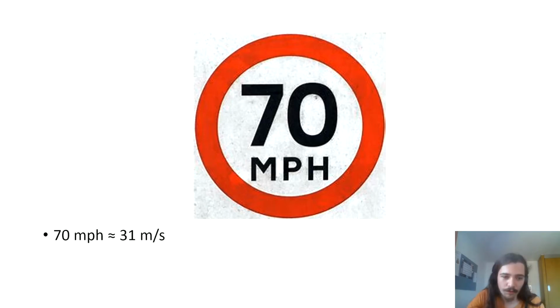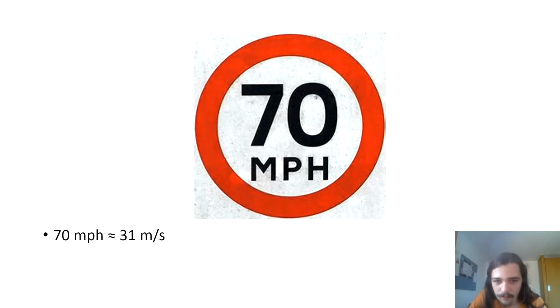So this is taken on the M25, which is the ring road of London, and the speed limit on this road is 70 miles per hour. So let's assume you're going 70 miles an hour. So 70 miles per hour is approximately equal to 31 meters per second. So we can say our speed then is about 31 meters per second.